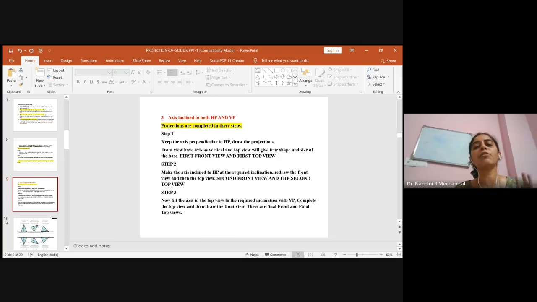But the assumption we made is the same. Always the axis will be perpendicular to HP in stage 1. In stage 2, you keep the axis inclined to HP, trace out the front view and top view. And in stage 3, we assume the inclination with respect to VP and trace out the final front and top views. So these are the basic steps you have to follow irrespective of the given solid objects.